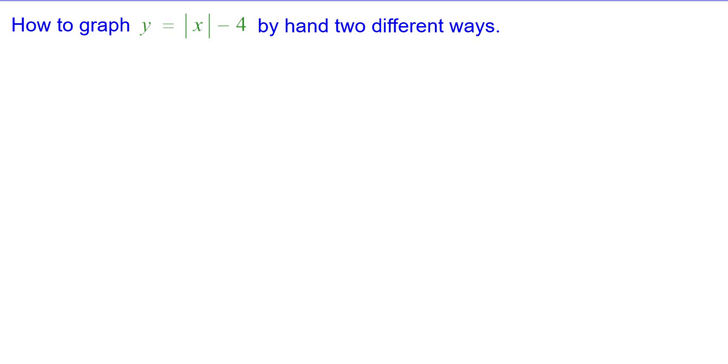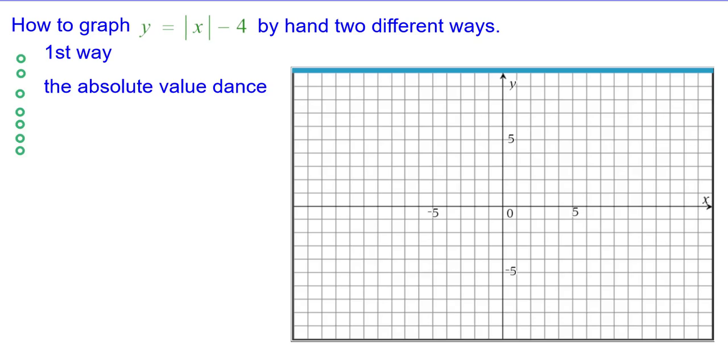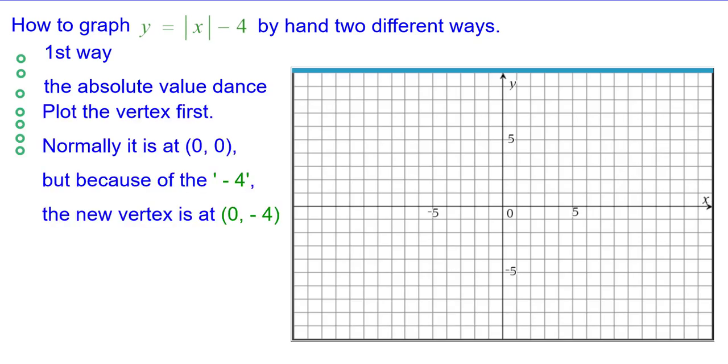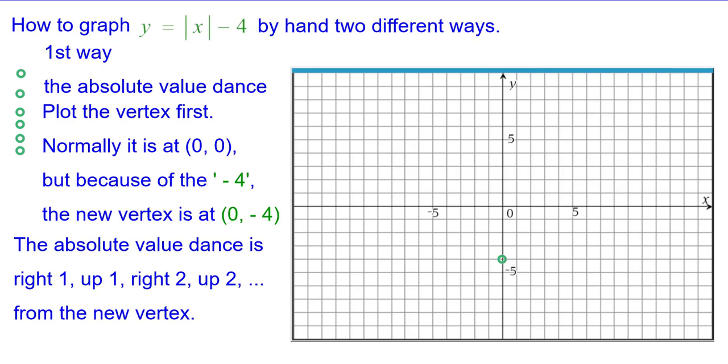Let's try one other example real quickly. The absolute value, y equals absolute value of x minus 4. Again, the absolute value dance, we'll start with that one. And just as we did before, we'll start with the vertex, which is normally at the origin, but because of that minus 4, it's going to be at (0, negative 4). And from there, we will do our absolute value dance.